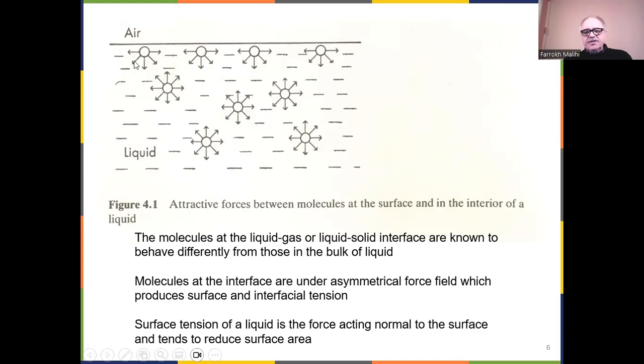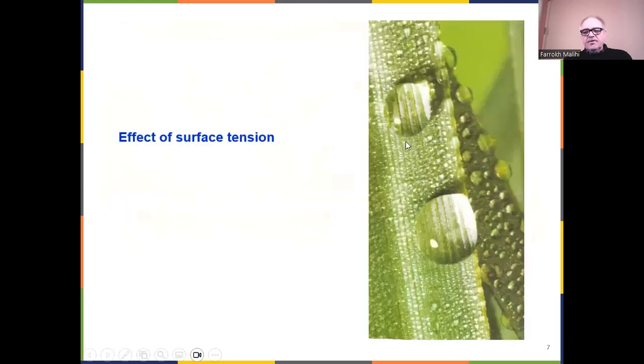Surface tension is defined as the energy to expand the surface of a liquid by unit area, or a force to expand the surface by unit length. It is a force acting normal to the surface and tends to reduce surface area. This phenomenon of surface tension manifests itself here as you see the water beads on a plant that take a spherical shape. They tend to minimize their surface area.